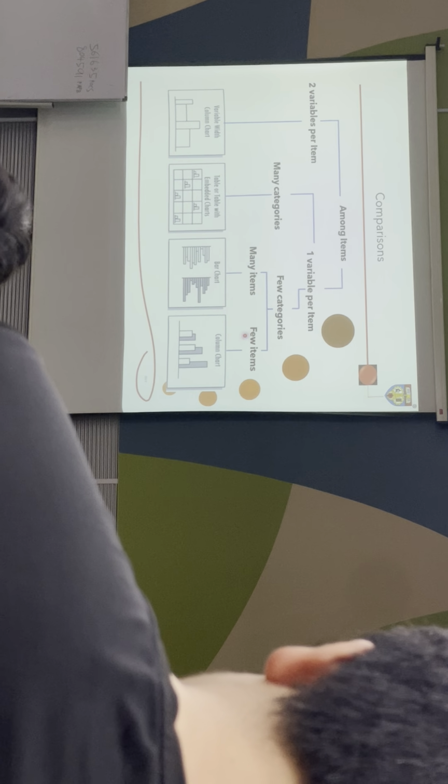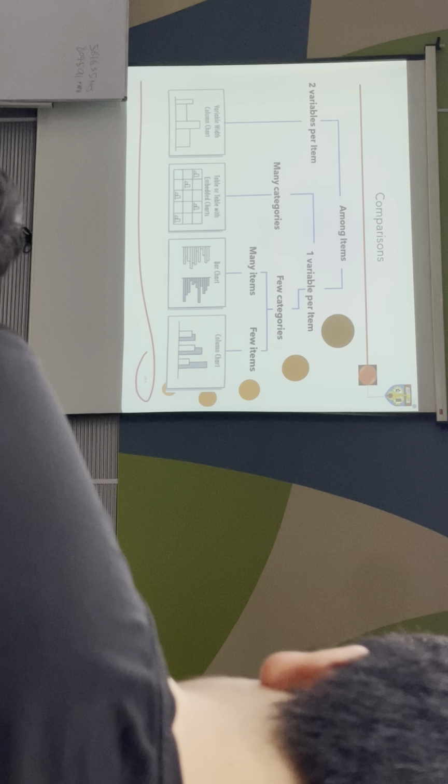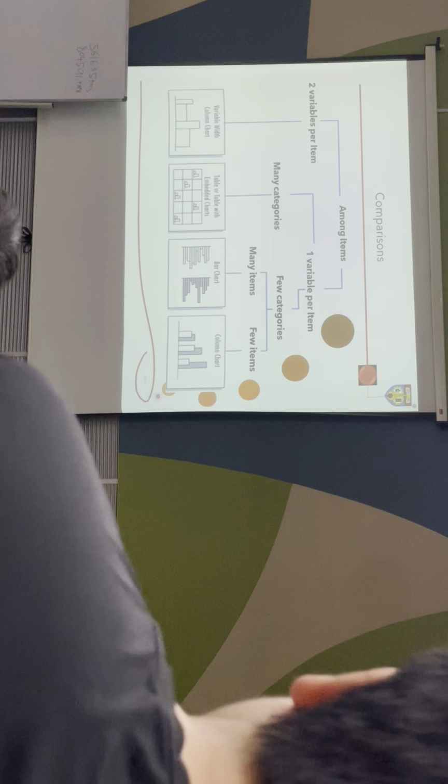Okay, and then under one variable per item, we have few categories. Under few categories, if you have many items or many categories to compare, you can use a horizontal bar chart. Or if you have few items, you can use a column chart here.